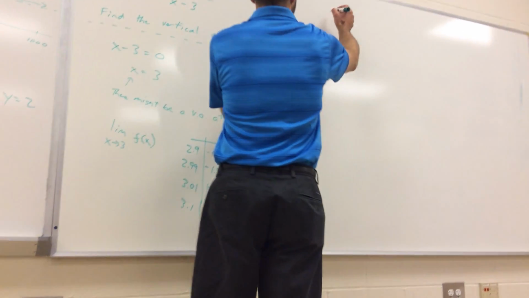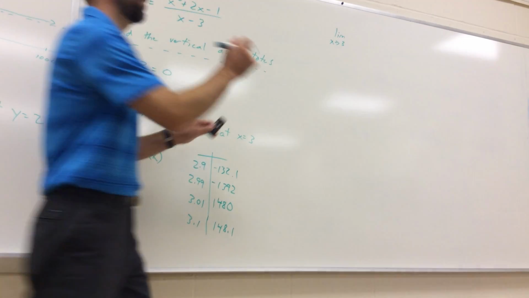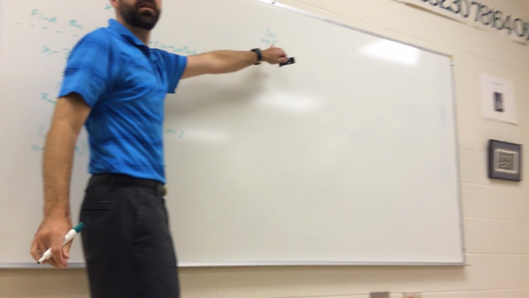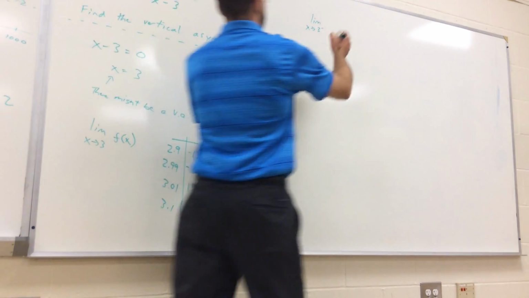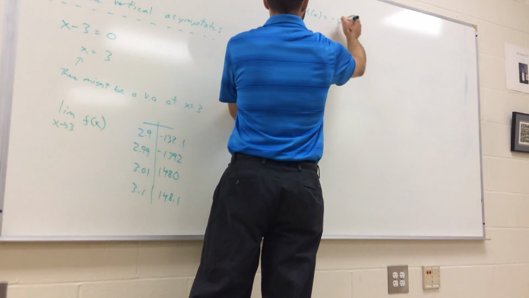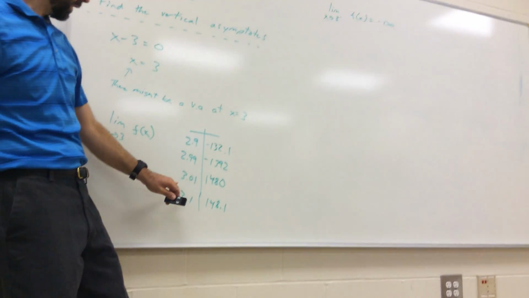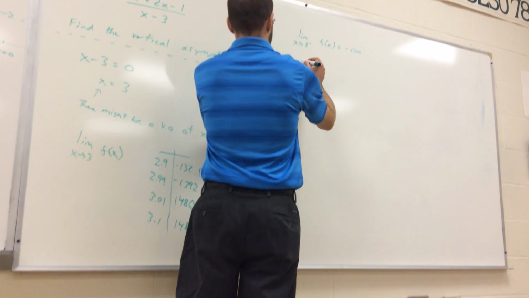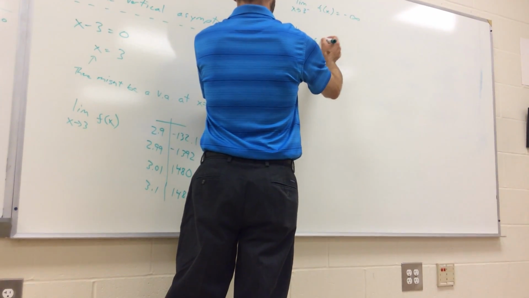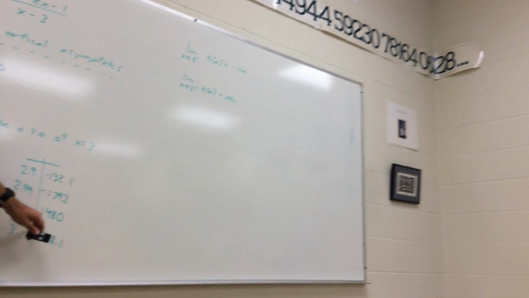Okay, so the limit as x goes to 3 for picking numbers that are smaller than 3, the way to write that is the limit of f of x is negative infinity. And then for the bottom half of the table, the limit as x goes to 3, picking numbers bigger than 3, of f of x is positive infinity. Because these are getting progressively larger and larger.